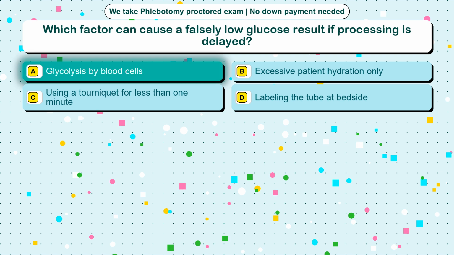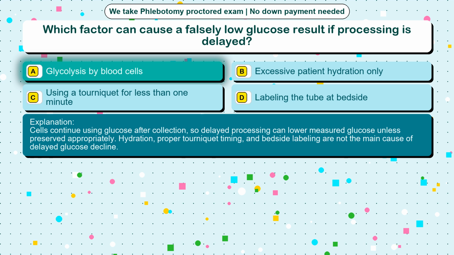The correct answer is option A. Glycolysis by blood cells. Cells continue using glucose after collection, so delayed processing can lower measured glucose unless preserved appropriately. Hydration, proper tourniquet timing, and bedside labeling are not the main cause of delayed glucose decline.